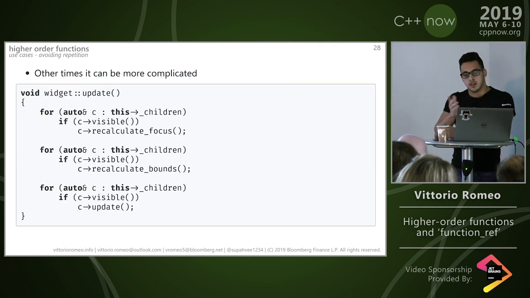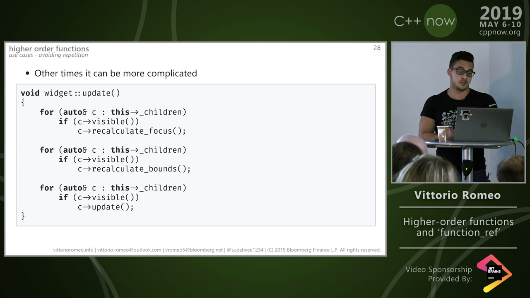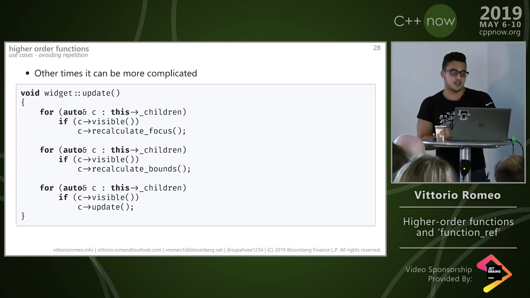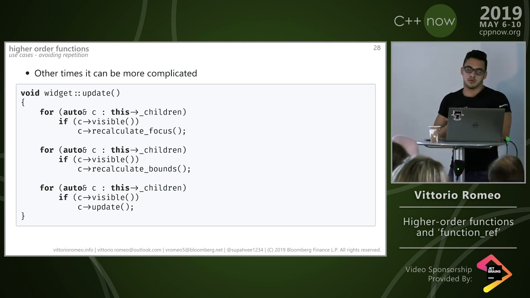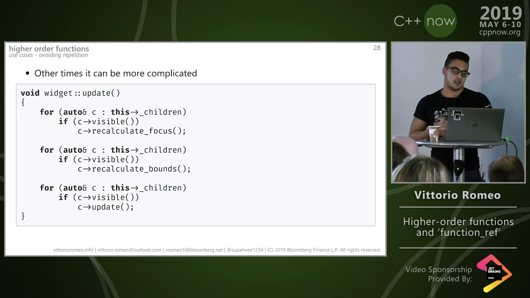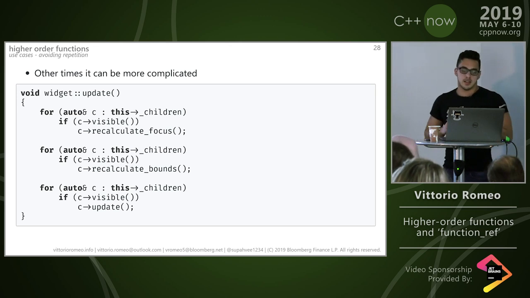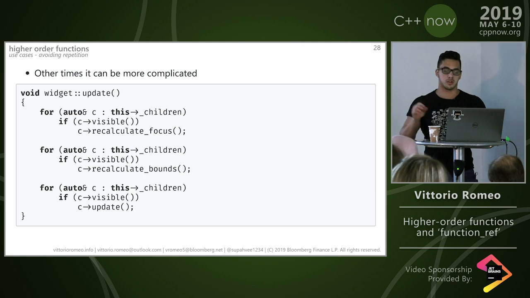Other times it can be more complicated. So this looks like an artificial example, but it isn't. I was actually working on a GUI system for a game a bunch of years ago, and I didn't implement it in a very smart way. So I basically had to do 3 passes over my widget hierarchy. The first one was to recalculate the focus of all visible children, then recalculate the boundaries because the focus might affect the boundaries of where you can click with the mouse.